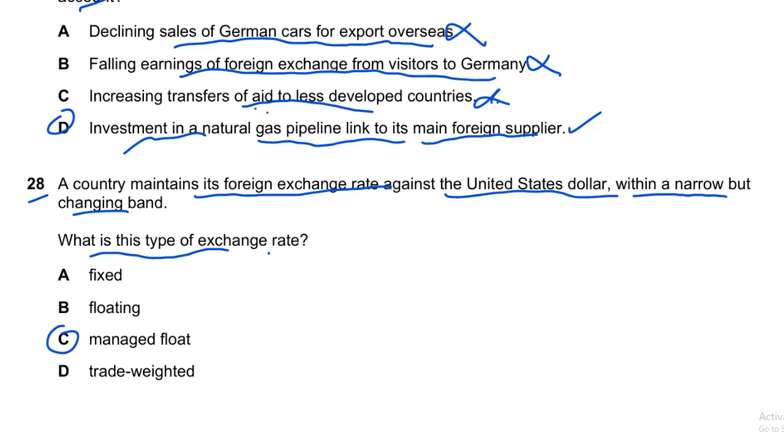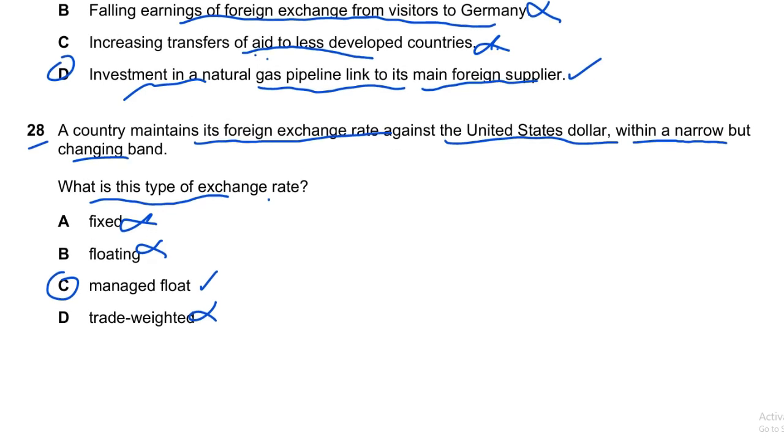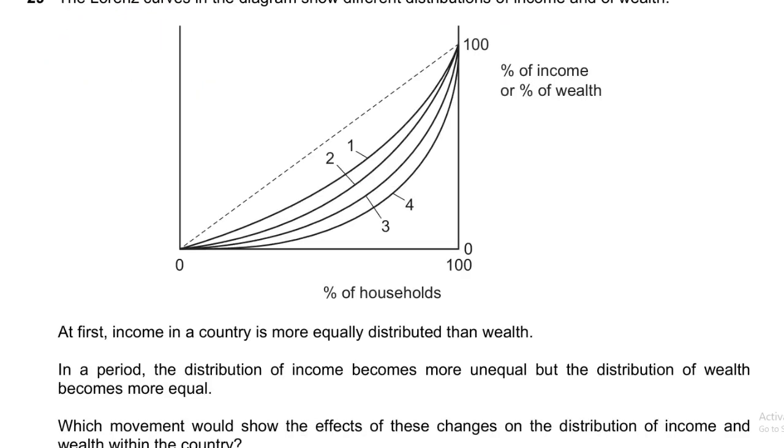Right, so a fixed exchange rate is an exchange rate that does not change. A floating exchange rate is an exchange rate that changes depending upon the demand and supply of the currency. And managed float is managed by the central bank of the country, and it can float or change within the prescribed limits. So this is also incorrect. Trade weighted exchange rate is not basically a kind of exchange rate system. So exchange rate systems are fixed, floating and managed floating.